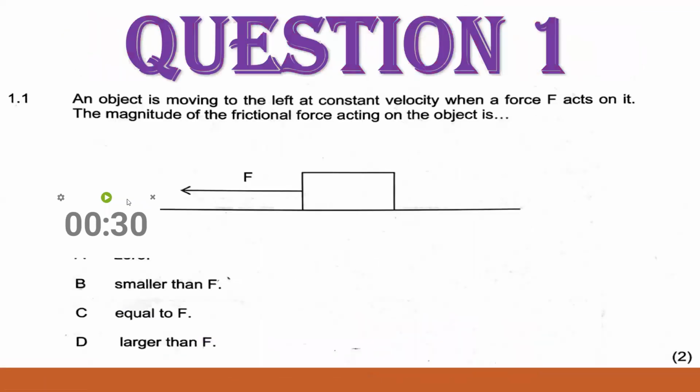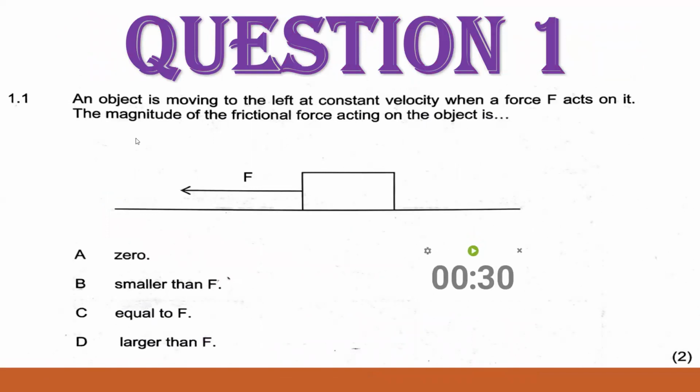Question 1 is coming now. Question 1.1. An object is moving to the left at constant velocity when a force F acts on it. Magnitude of frictional force acting on the object is: 0, smaller than applied force, equal to F, larger than F. So your 30 seconds starts now. Please try. Always we should try first.